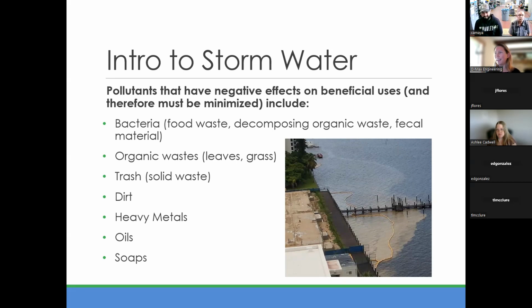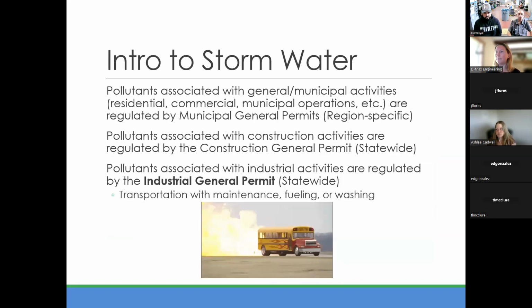Oils, of course, are easy to spot with that rainbow effect. And I think the negative effects are well known from larger oil spills in the past. And then soaps, of course, as well. Those cleaning agents can actually coat fish gills and decrease oxygen absorption, and so it leads to fish deaths. Okay, so those are the basics of beneficial uses and the pollutants that affect them.